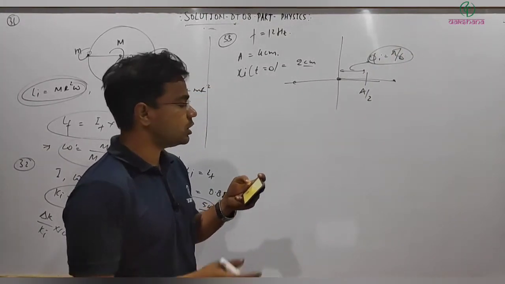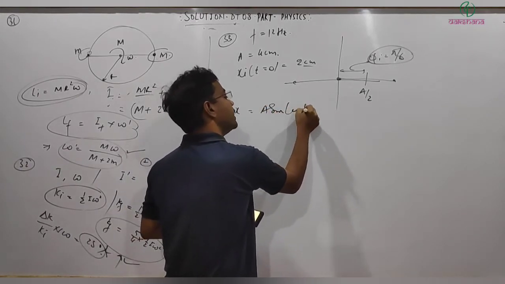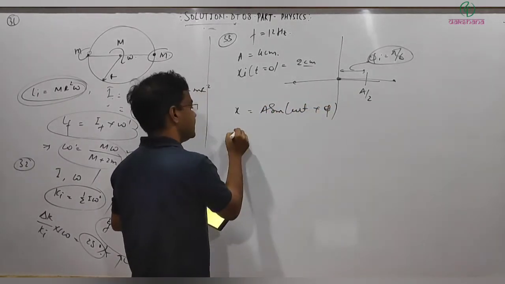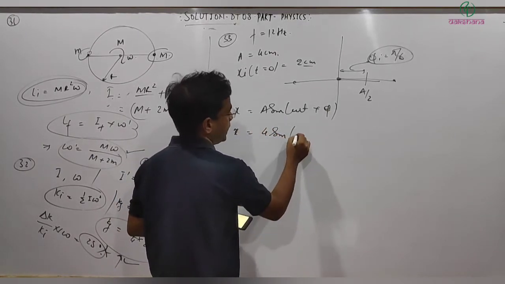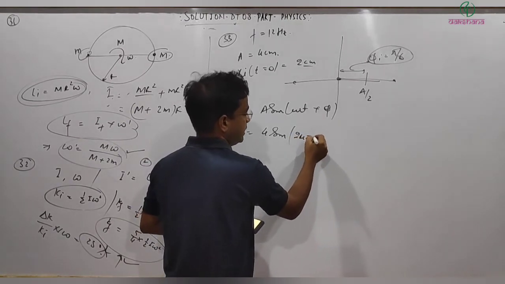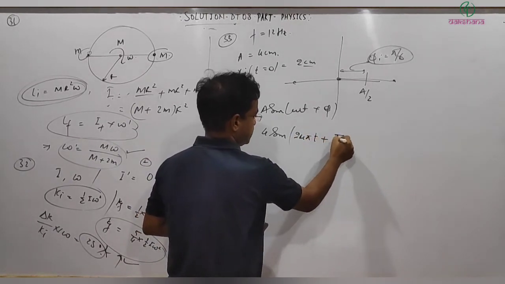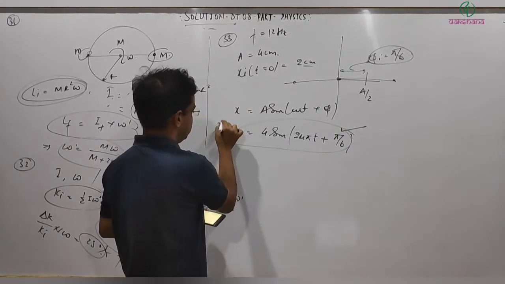Okay, it's the equation of displacement. So x is given by A sine of omega t plus phi, and then it can be written as, A is 4, sine, omega is 2 pi f. So 2 pi f means 24 pi multiplied by t plus phi is pi by 6. This is the answer to the problem, which matches with option number 3.